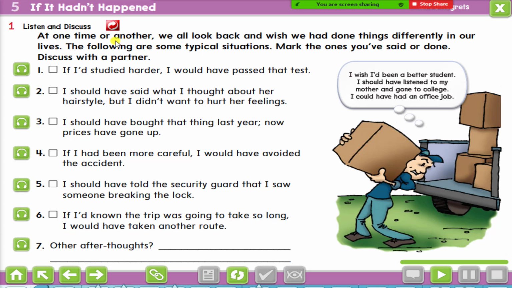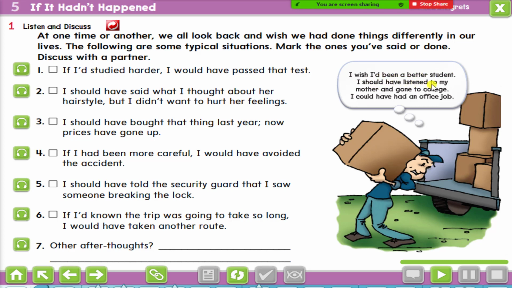At one time or another, we all look back and wish we had done things differently. Okay, we regret. We look back and wish we had done things differently means that we regret doing something in our lives. The following are some typical situations. Mark the ones you have said or done. Discuss with a partner. Look at this boy here who is carrying something, saying, I wish I'd been a better student. So he regrets here.